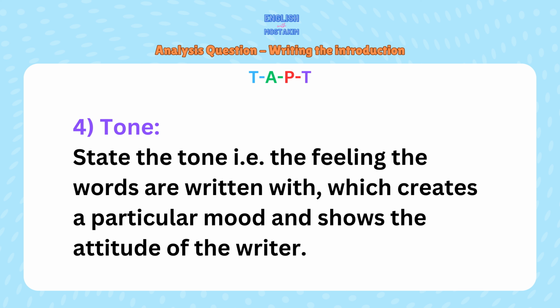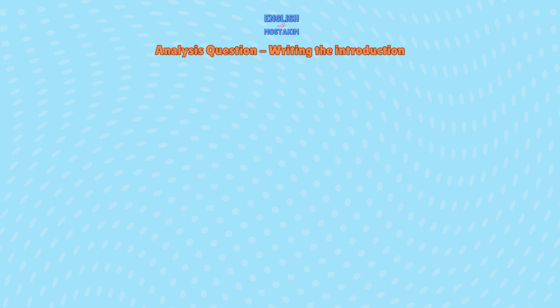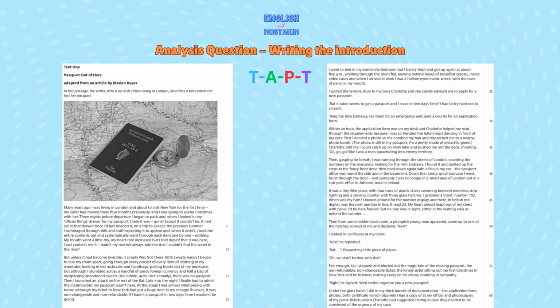We have to read the text and find out what kind of a tone the story or the text carries, and then state that in the writing. So let's look at a final example of how we can deduce the TAPT from a piece of writing. So here you can see a text.